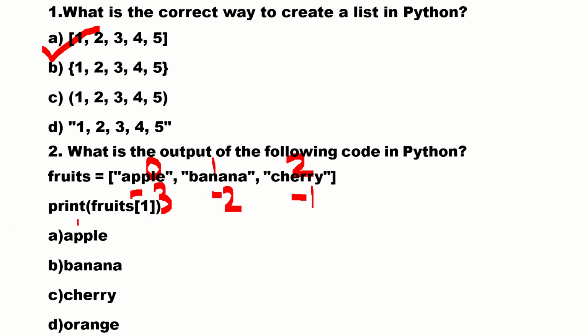So they asked to print the fruits of 1. Which is in index 1? They have asked in forward indexing, not in backward indexing. So banana. So the element in index 1 is banana, and the correct option is B.